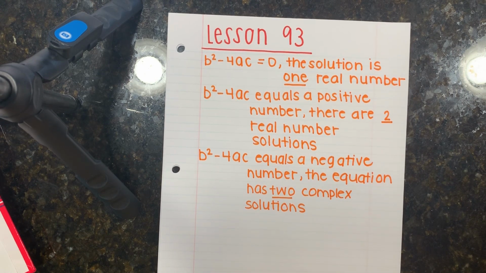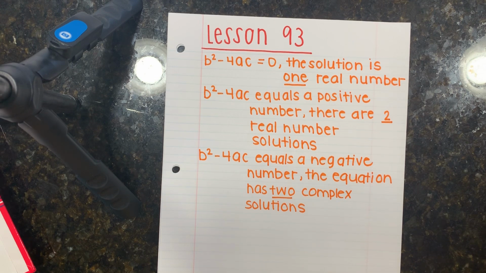If b squared minus 4ac is equal to 0, the solution is going to be one real number. You're only going to have one answer if you were to solve out the whole quadratic formula. If b squared minus 4ac equals a positive number, there are two real number solutions. And if b squared minus 4ac equals a negative number, the equation has two complex solutions.